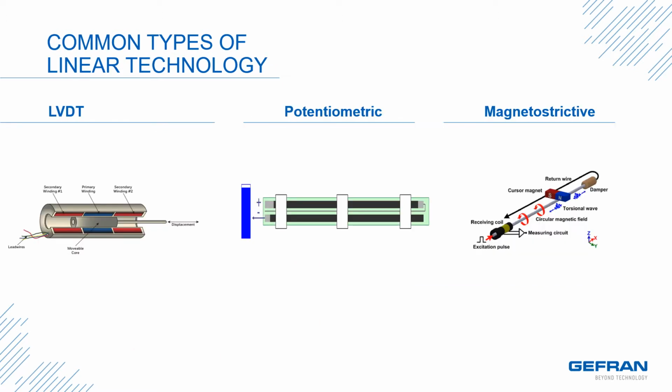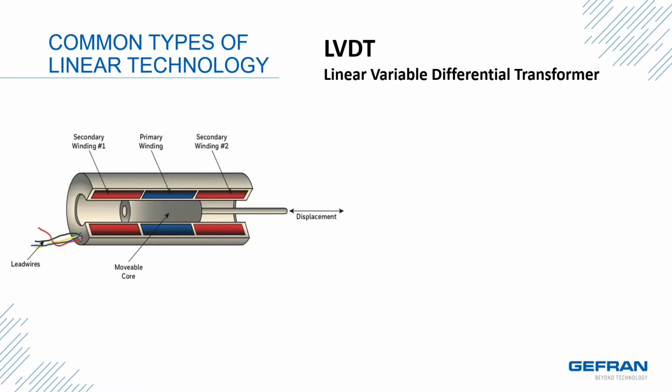In a moment, we will dive deeper into magnetostrictive technology, but first, for comparison, I want to talk briefly about two other linear technologies, LVDT and potentiometric. First, we'll talk about LVDT. Many use the term LVDT universally to describe all linear sensors. This is not accurate. It is only one of the technologies used.